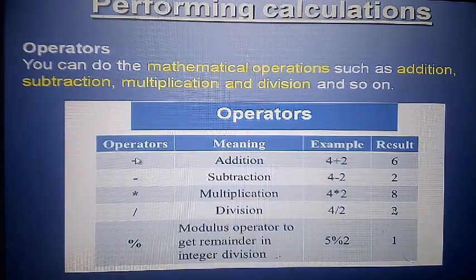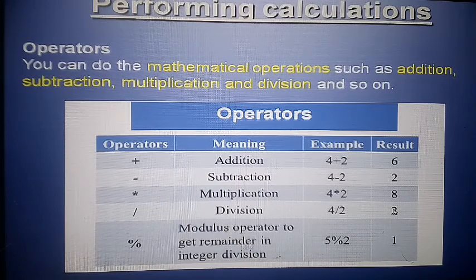With examples we can see, like plus. Plus means addition: 4 plus 2, the result will be 6. Minus is subtraction: 4 minus 2 gives 2. Multiplication: 4 into 2, the result will be 8. This is the symbol of division: 4 divided by 2, then 2 will come. And percent means modulus.